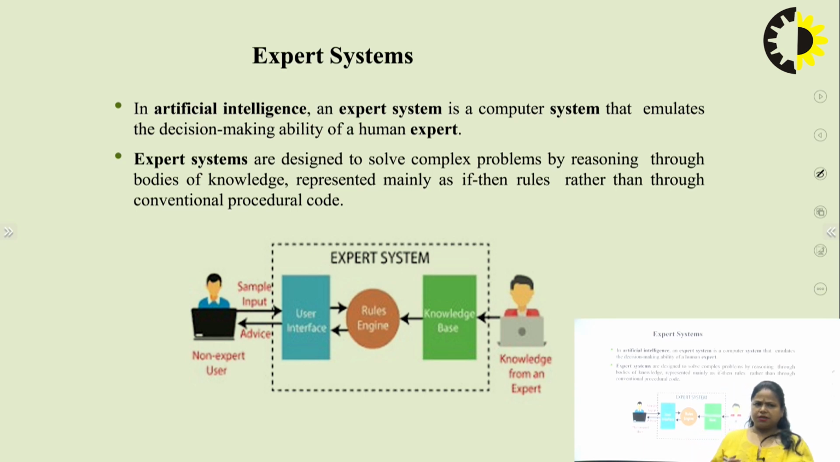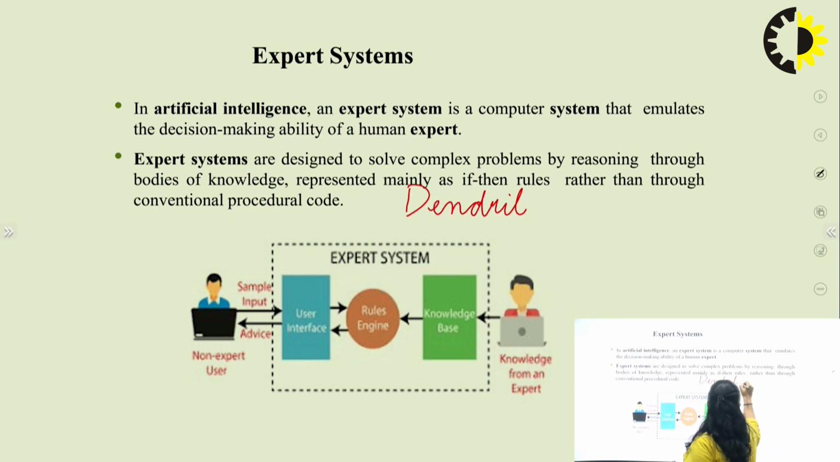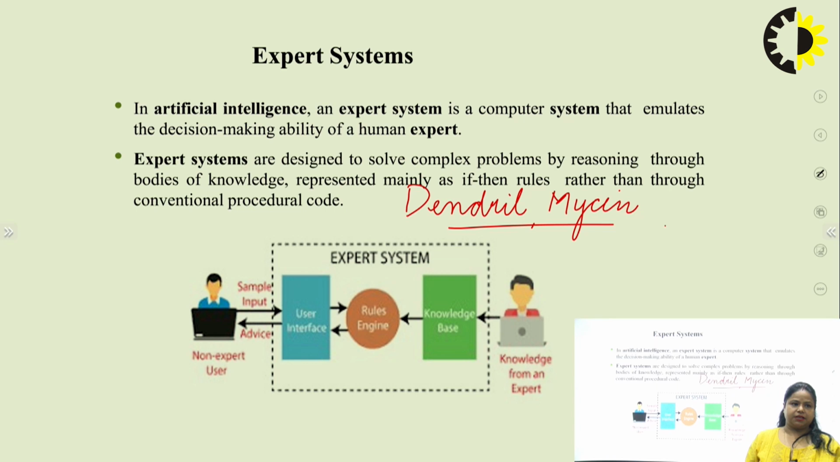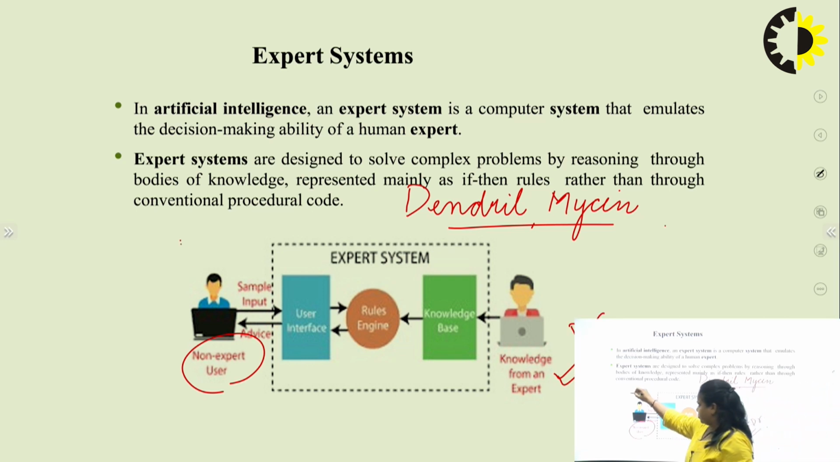The two general expert systems are Dendral and Mycin. These are the two expert systems which were initially designed in the medical field. Suppose, for example, I can talk about a non-expert user. I'm not aware about the medical lines. I'm not aware about my problems, right? And this is a person who is an expert in that field, or you can say this is a doctor, right? This is a patient.